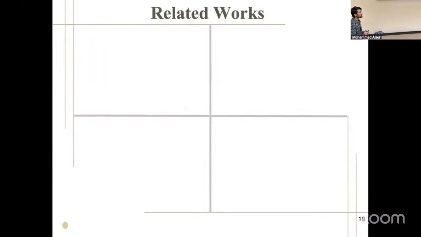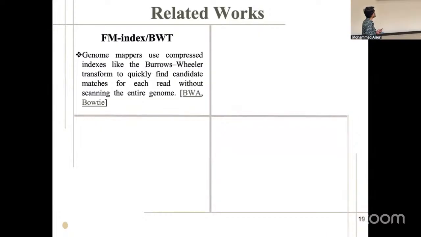So these are the steps of read mapping, how we do it. Now we will discuss some related work done in the past. First, it is FM index based BWA-MEM2. It is a genome mapper that uses a compressed index like the Burrows-Wheeler transform to quickly find the candidate matches for each read. This technology is also used by tools like BWA and Bowtie. They quickly find the candidate locations without scanning the whole genome.